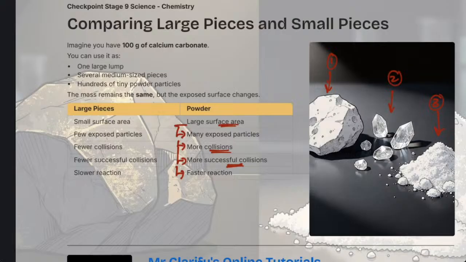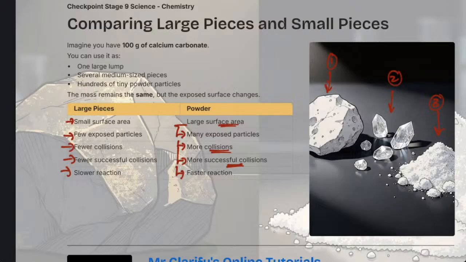And you do it by using small pieces. Large pieces have a smaller surface area. They have fewer exposed particles, fewer collisions, fewer successful collisions, slower rate. Large pieces. Are we together, students? You're not letting me down now. Don't let me down.